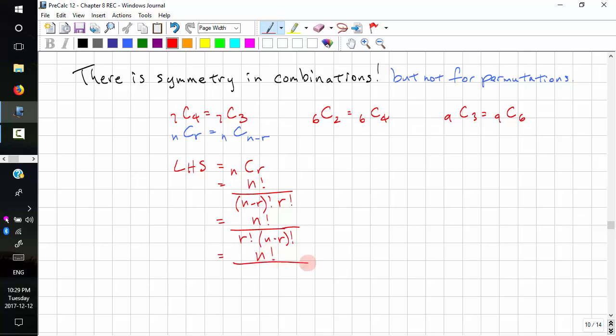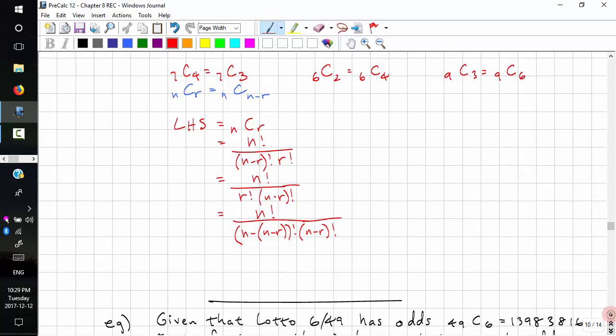And we want to do some rearranging again. n minus (n minus r) is the same as r. So we have n factorial over r factorial times (n minus r) factorial. What we're doing here is letting r equal n minus r. If we expand this, we get n minus n plus r, and that's just r. So now that we've rearranged it into the first form, we have n choose n minus r.